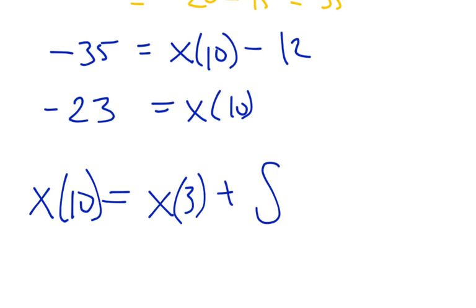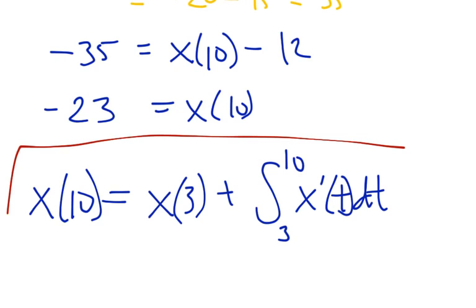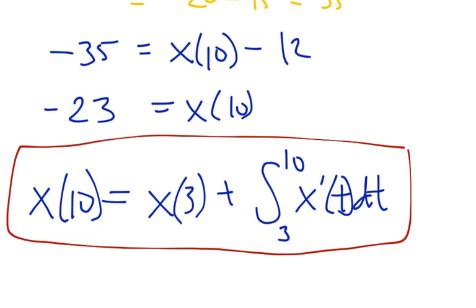X of 3 plus the integral from 3 to 10 of x prime of t dt. This is that fundamental theorem relationship that I put on that sheet. The net change here would be the net change in position, and we're trying to use that net change in position and add it to the initial position at 3 to figure out the position at 10. So this is that relationship that we were using.